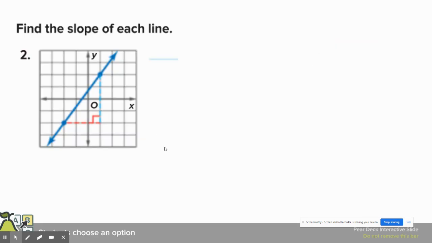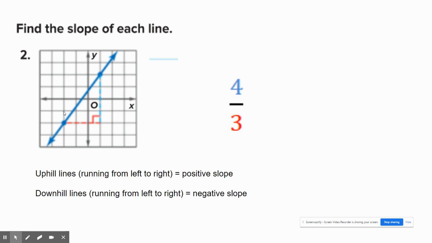Find the slope of this line. Here's a point. Here's a point. Go. And we see that if we ran it up, we rise. So we start from here, that's 0. 1, 2, 3, 4. And from here we go right, 1, 2, 3. Rise over run is 4/3. It is uphill, so it's positive, so it's positive 4/3.